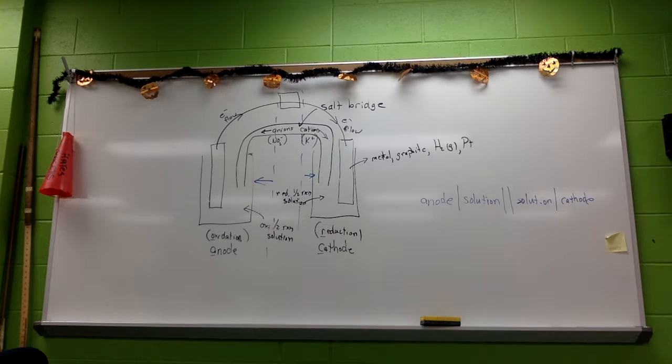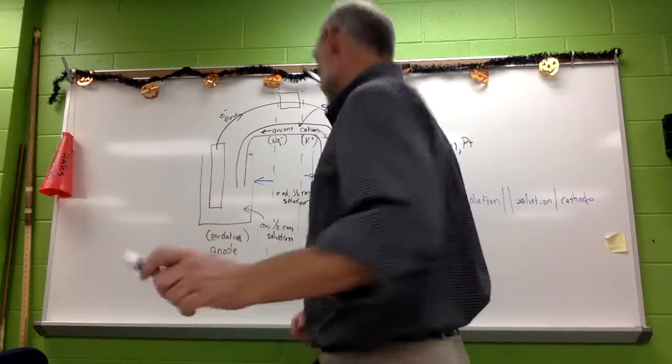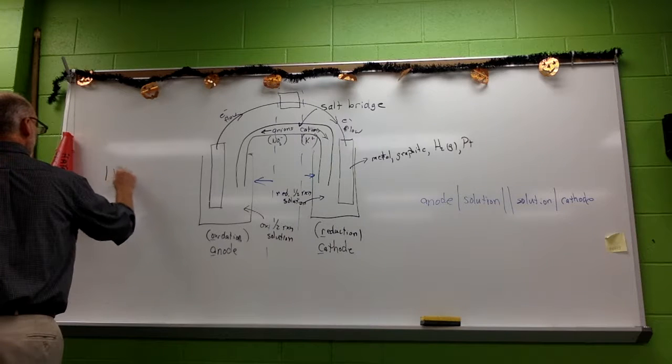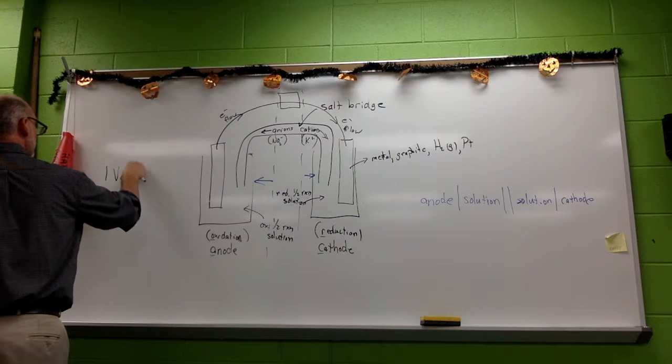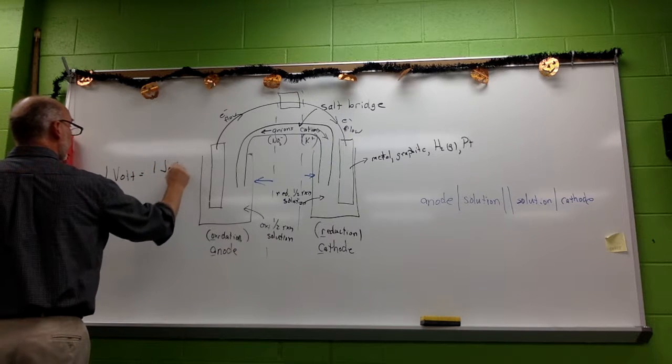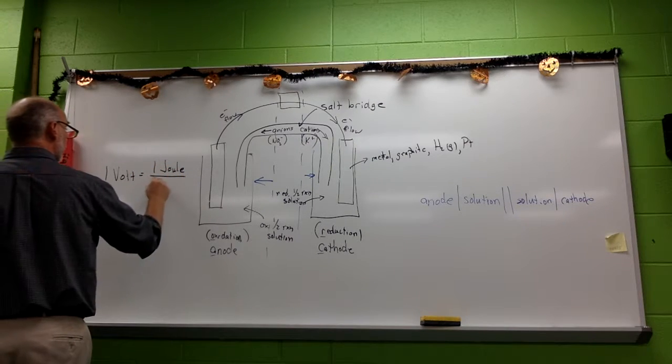Number 2, cell EMF is measured in volts. The unit is the volt, which is abbreviated with a capital V. As you can see, you guys have possibly seen this before. What is a volt? 1 volt equals 1 joule per coulomb.